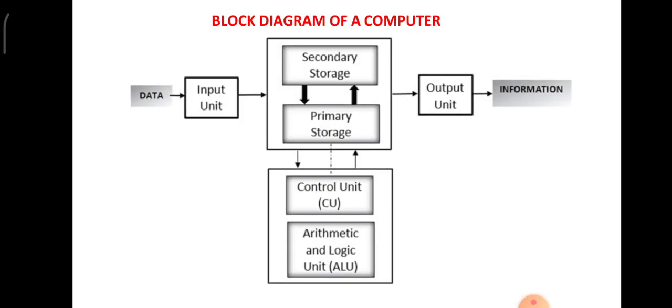Now let us see the block diagram of a computer. The block diagram is nothing but how it functions. So data, as you know, is the smallest piece of information. Say for example 2 plus 3, you are going to type 2 plus 3 through the keyboard. So 2 plus 3 input is received in the input unit. The input unit then transfers it to the memory. As I have already told you, there are 2 types of memory. One is the primary storage, the other one is the secondary storage.